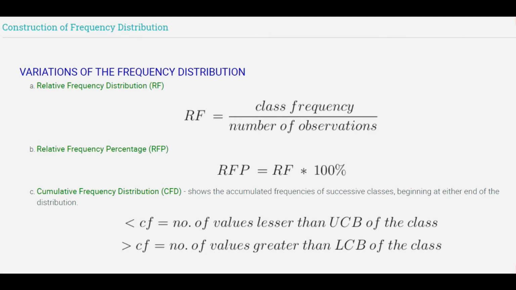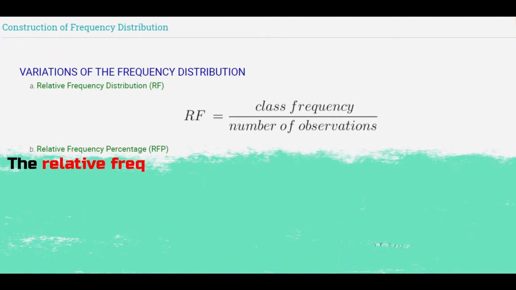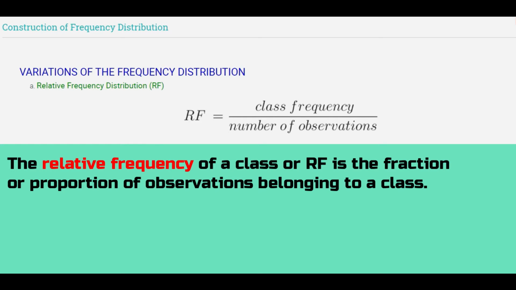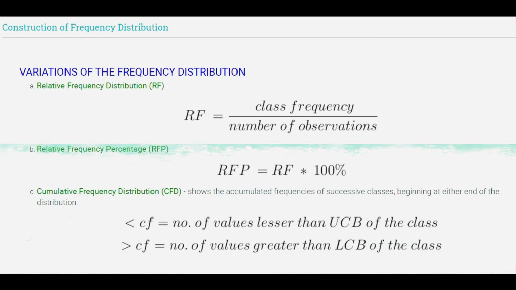So we use the relative frequency distribution. The relative frequency of a class, or RF, is the fraction or proportion of observations belonging to a class. So we have RF equal to the class frequency divided by the number of observations. Another is the relative frequency percentage, or the percent frequency, denoted by RFP. This is just equal to RF times 100%. A percent frequency distribution summarizes the percent frequency of the data for each class.